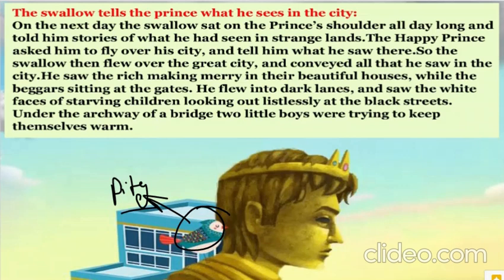He saw the rich people making merry in their beautiful houses, but the poor beggars were sitting at the gates. He flew into the dark lanes where he saw the white faces of starving children looking out listlessly at the black streets. The children were begging for food and were so sad. Under the archway of the bridge, two little boys were trying to keep themselves warm. So the swallow saw the fourth person now, the poor children.